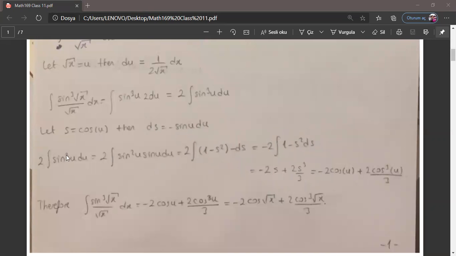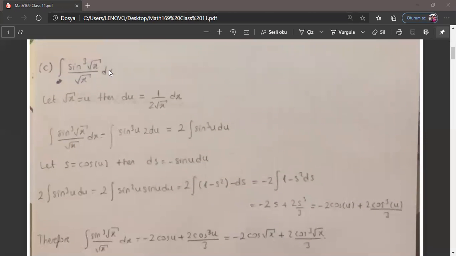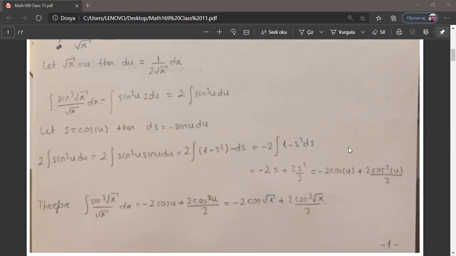Now we know s equals cosine u, so we plug that in and get this term. But remember, we are given this integral in terms of x, so the answer should be in terms of x. We need to rewrite this in terms of only x, which is so easy because we know u equals square root of x. So here we have the result. Instead of u, we write square root of x.